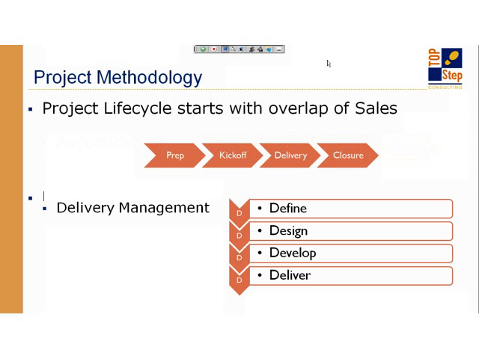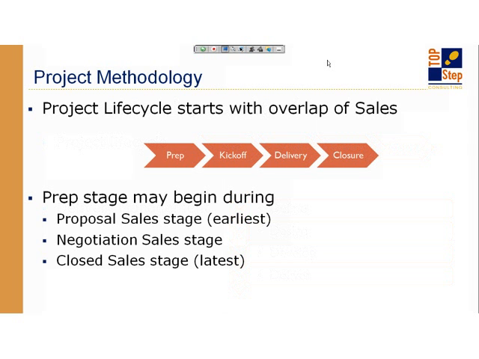So the project life cycle actually is where the overlap with sales happens. And it's really the prep stage that I'm calling the overlap, because the prep stage is where you're briefing your team. As a project manager, you're briefing your team on what the proposal has in it. But ideally, you've been part of that proposal, part of that proposal development.